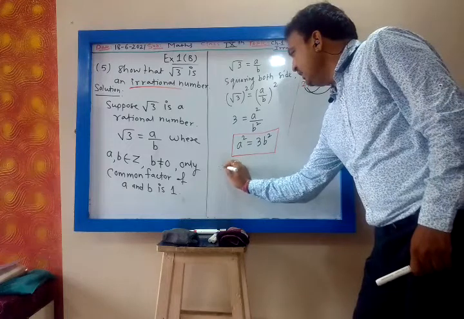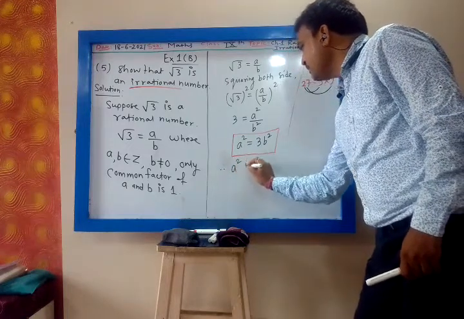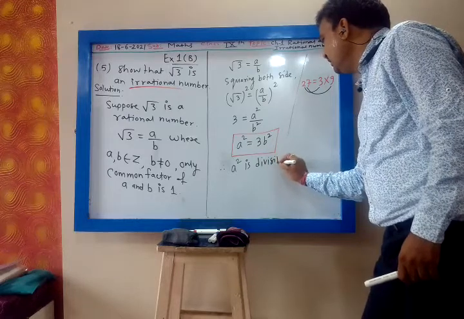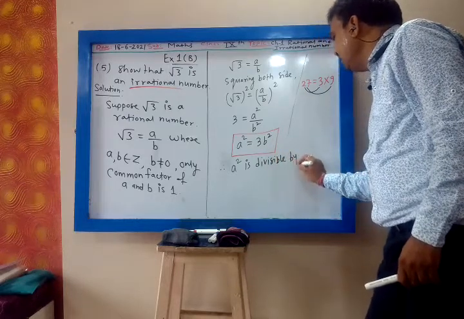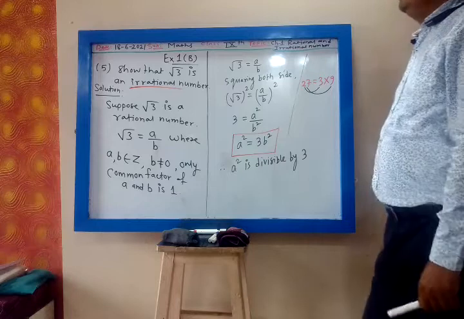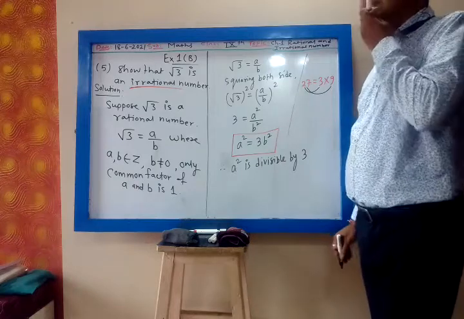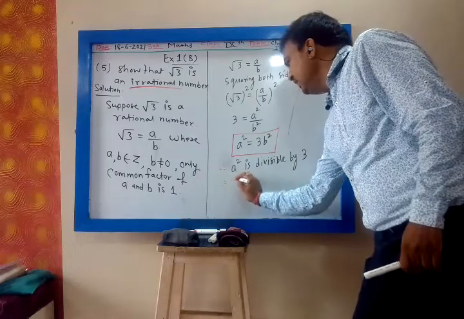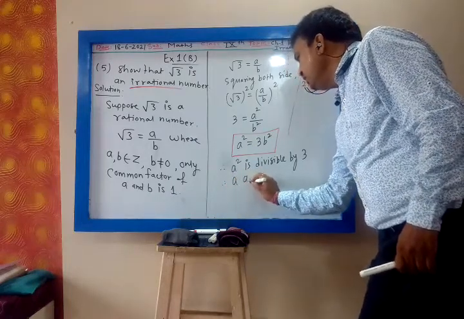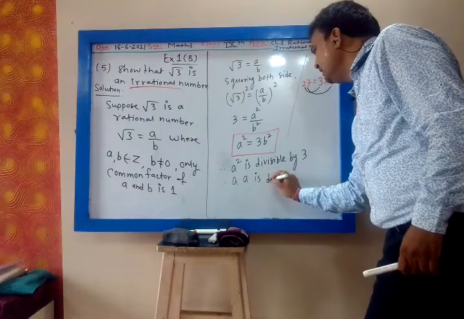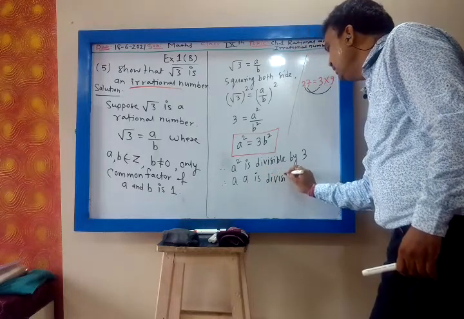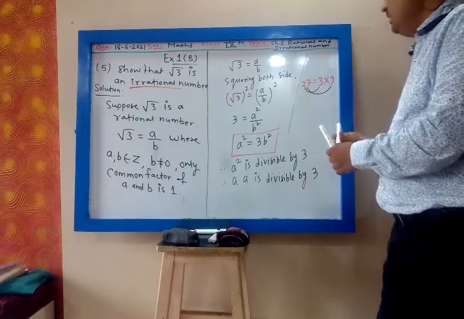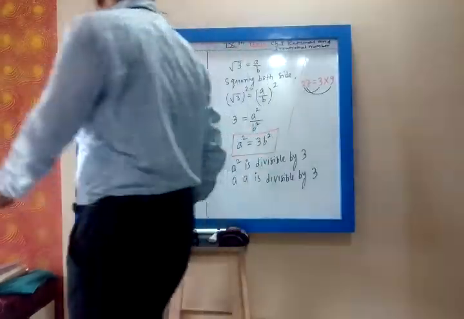So you will write a square is divisible by 3. But what is a square? A square is nothing but a into a. So a into a is divisible by 3.